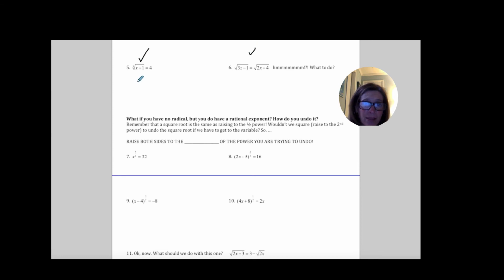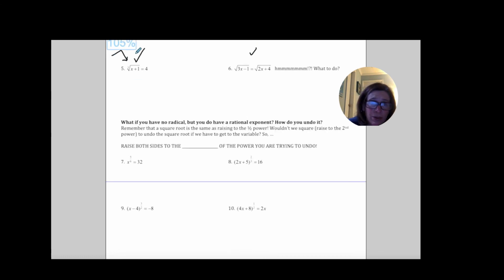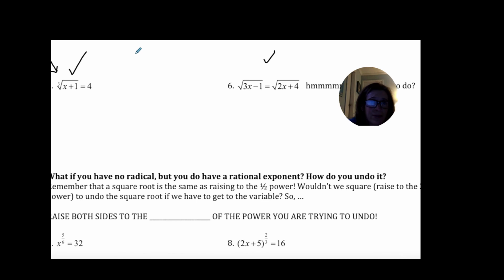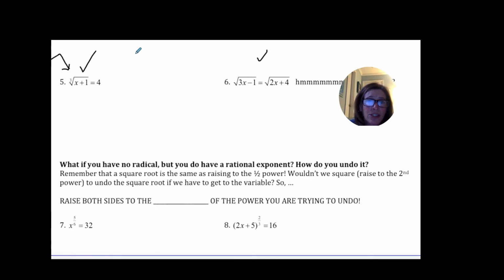Now I want you to notice number 5 is a cube, right? Number 5 is a cube. So press pause, come back, and let's see if you did it right.